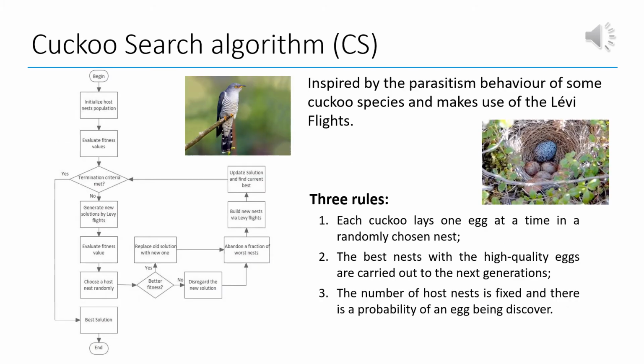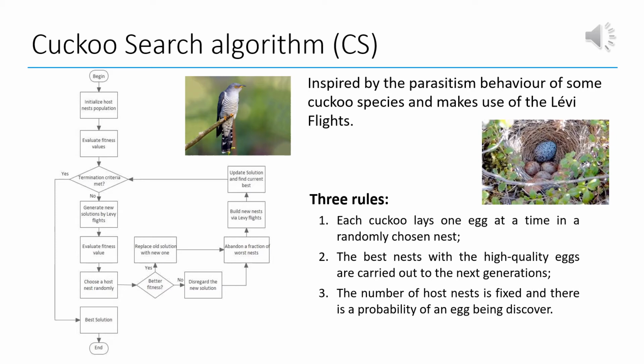The cuckoo search algorithm. This is inspired by the parasitic behavior of some species of cuckoos, which lay their eggs in the nests of other birds, as well as the flight pattern known as Levy flights, which consists of random 90-degree curves. This algorithm is based on 3 base rules.